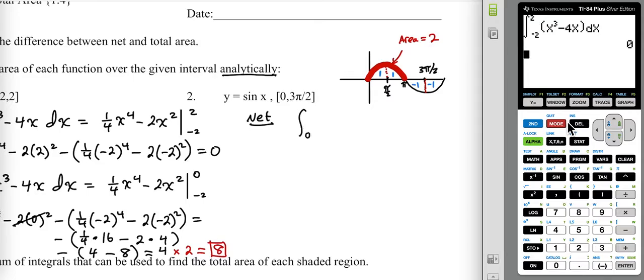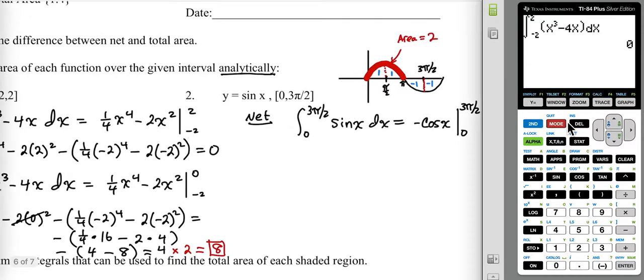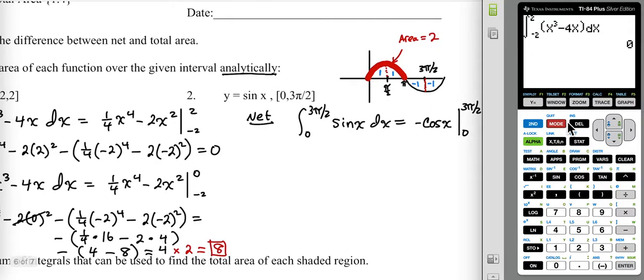I could integrate over the interval of 0 to 3 pi over 2 my function sine of x dx, which would give me negative cosine of x over the interval of 0 to 3 pi over 2. And then I could make my substitutions. All right, and so if I do that, I get negative cosine of 3 pi over 2 minus negative cosine of 0.